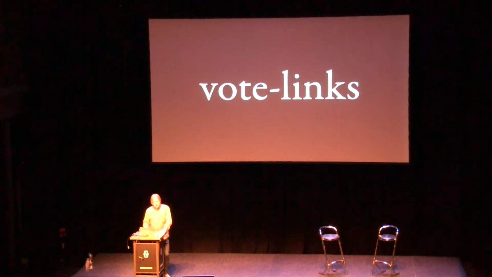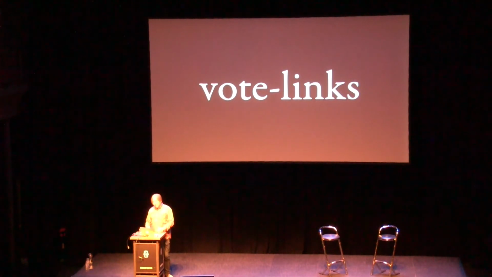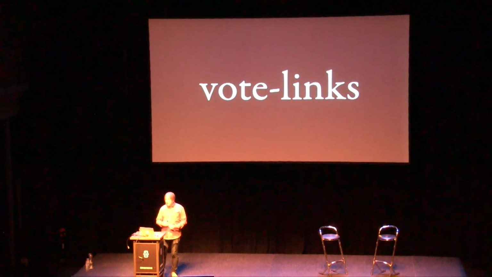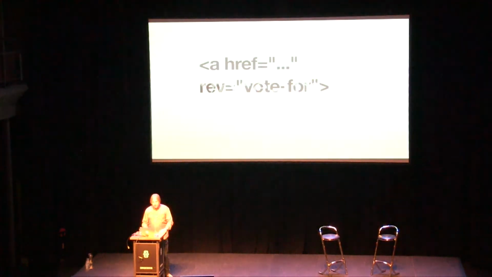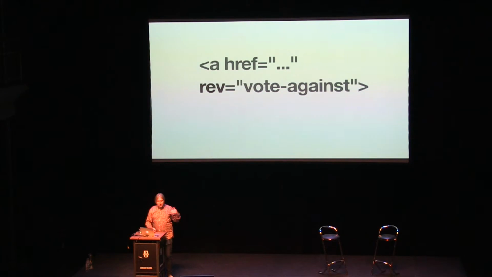And the problem was the rise of PageRank, the algorithm that drove Google's search engine. The fundamental premise of PageRank was that linking to something counts as an endorsement, but there were many bloggers linking to articles that they disagreed with very strongly. By using a rev value of vote-for, authors could explicitly say that this document is a vote for the resource being linked to. Or by using the rev value of vote-against, they could make it clear that this document is a vote against the linked resource.